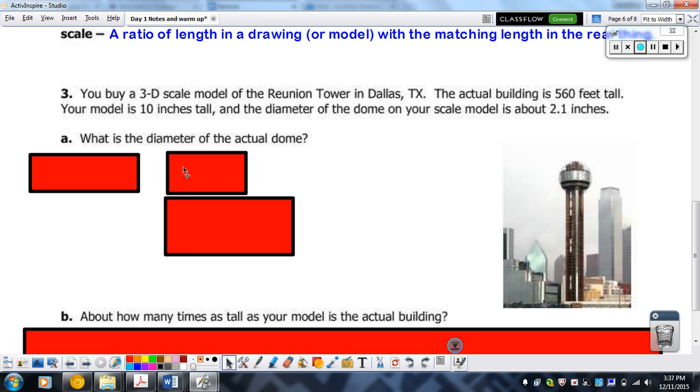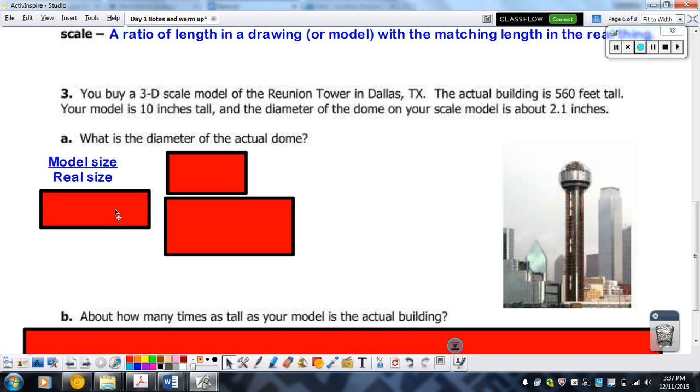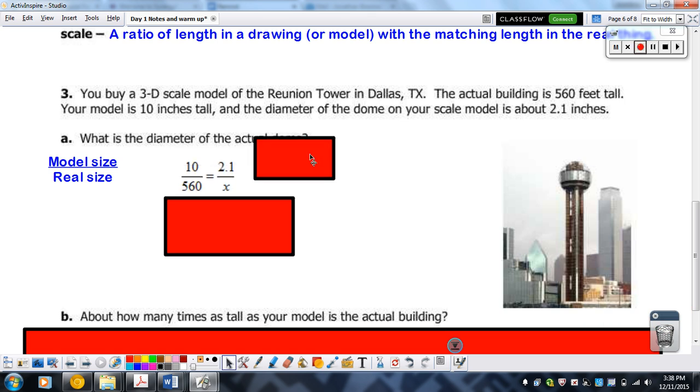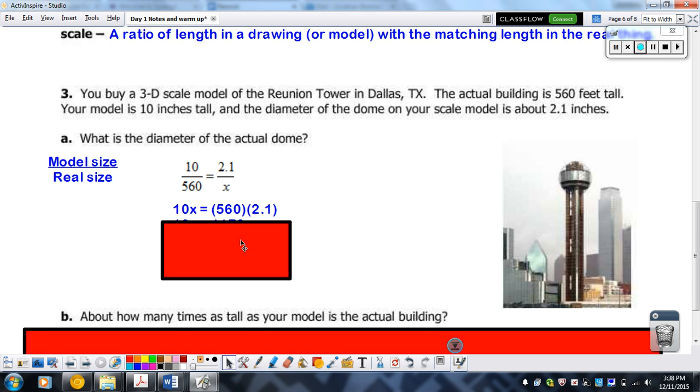So all we're going to do here is set up proportions to solve this. We're going to use the model size over the real size to set up our proportion. We know that the model size height is 10 inches and the actual building is 560 feet. The model size diameter of the dome is 2.1 inches. We want to find out the diameter of the actual dome in feet. So there's an x. And then to solve this, we'll just cross multiply.